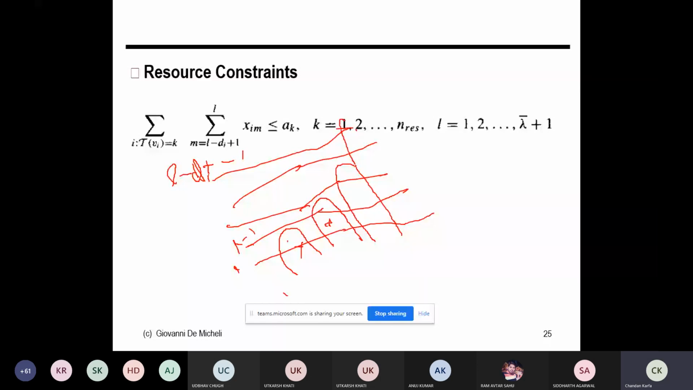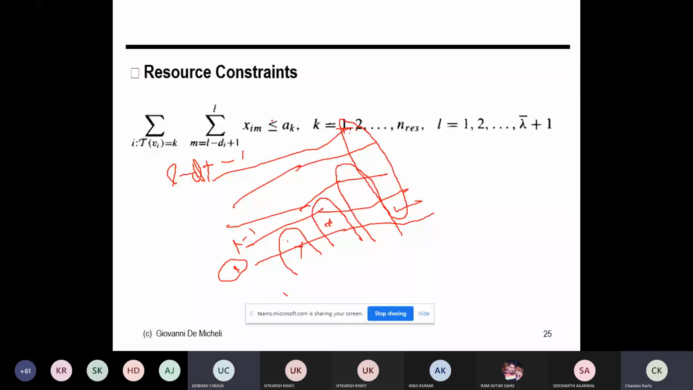So if starting at L minus d_i plus 1, because this is d minus ij, in that step, if something starts, then it is also going to finish in this step. So in all possible cases, if an operation is scheduled here, or at this step, it is going to be active in this particular time step L. So I have to assign a particular type of resource at that time step, right? So this is what is given by this.